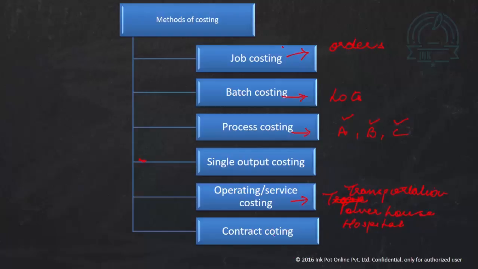Contract costing is when the work is done by entering into a contract. Like for example, we have here construction companies. In case of construction companies, we have contract costing. So these are different methods of costing.